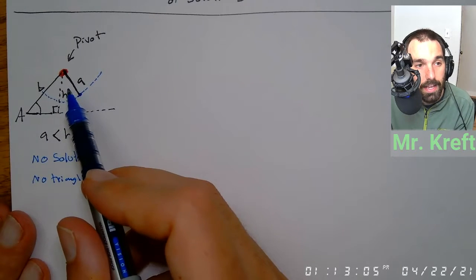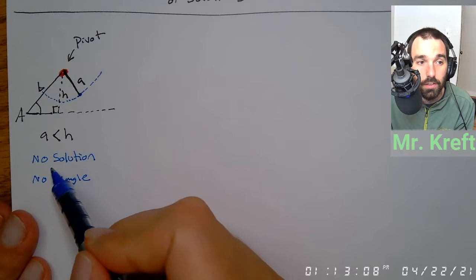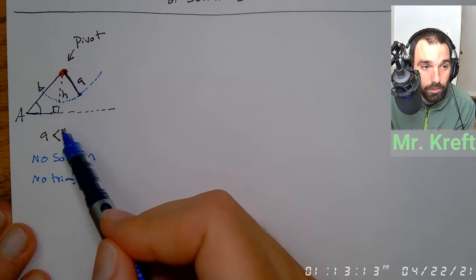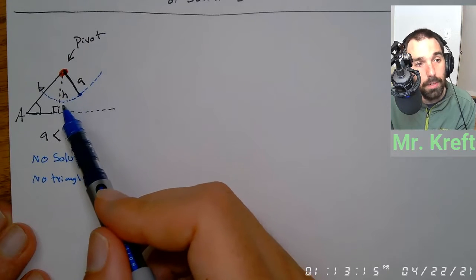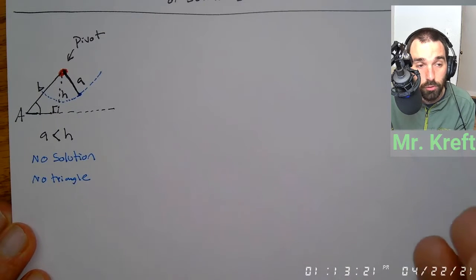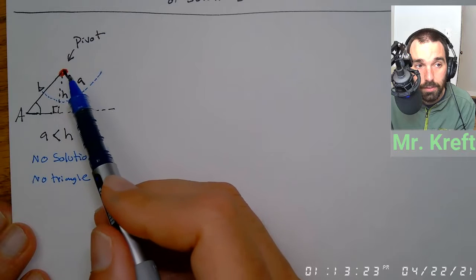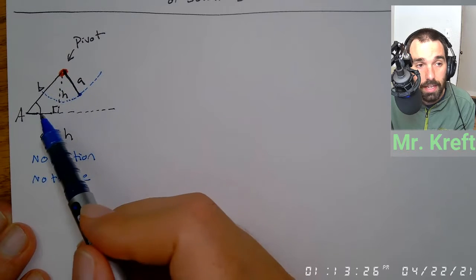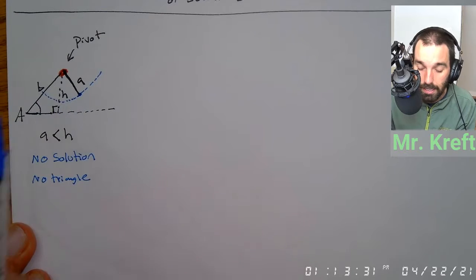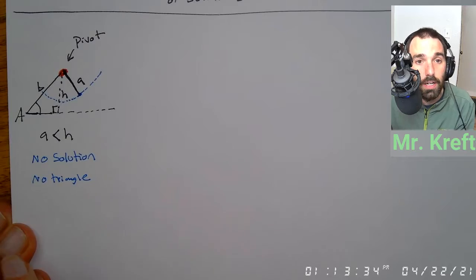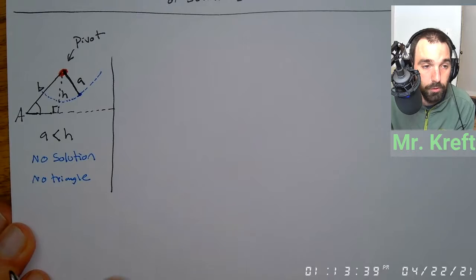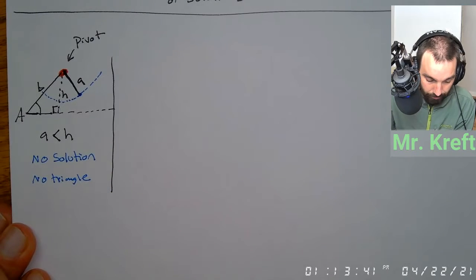So if the side A is less than the height, then there's no solution. There's no triangle. Again, we're going to have to find the height from the pivot and compare that with side A and side B to see how many solutions we have. Right off the bat, if your side A, which we're calling the side across from the given angle, is less than the height, then we can't have a triangle there. Feel free, guys, to ask me questions as we go. So that's our first scenario: A is less than H.